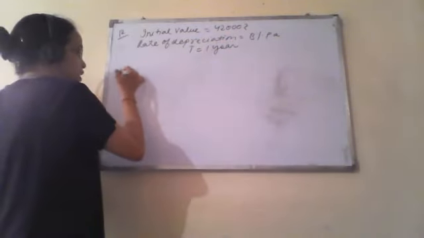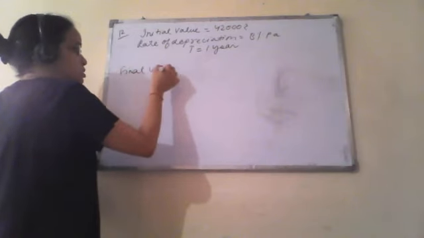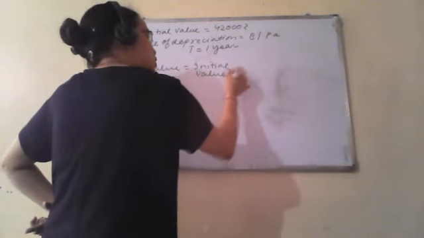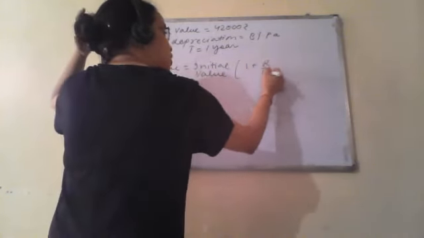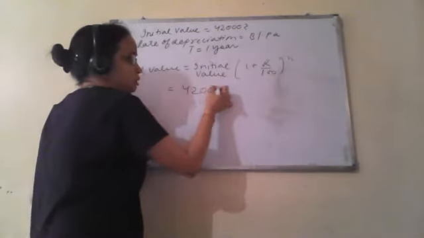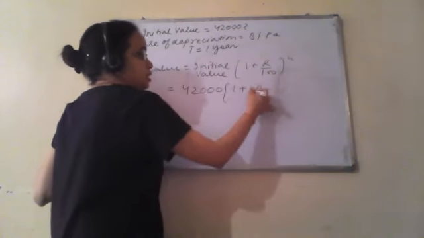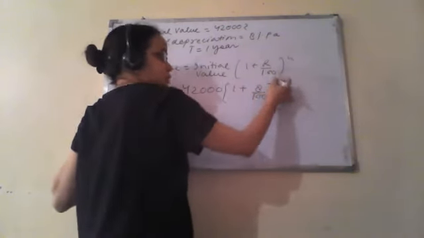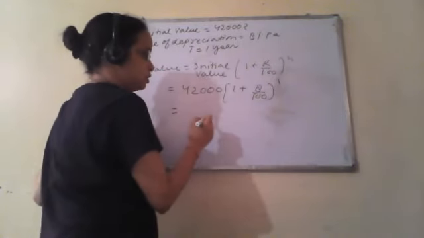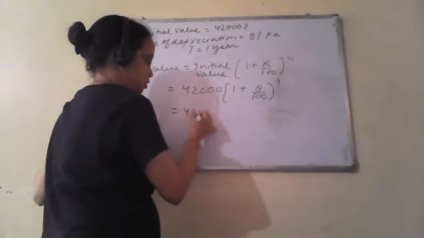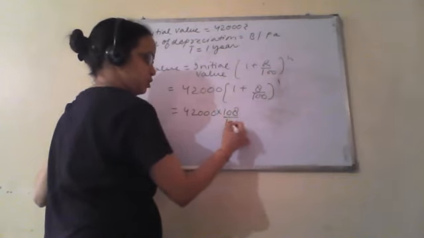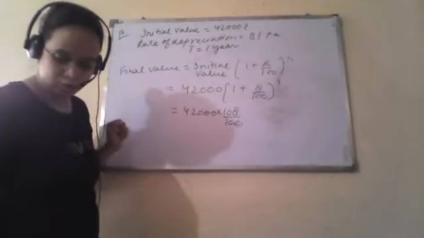Okay, so the final value is the initial value into 1 plus r upon 100 to the power n. n is this 1 year. So the initial value was 42,000, r is 8, raised to the power 1. So this is 1000 into, if we calculate 100.